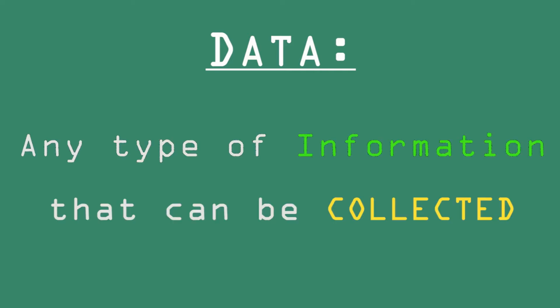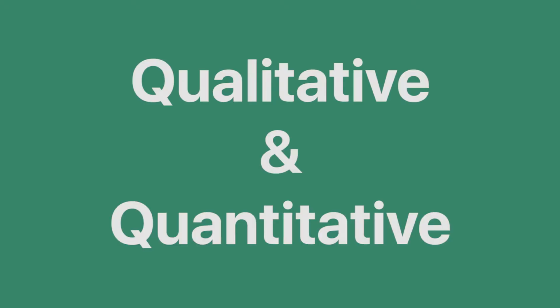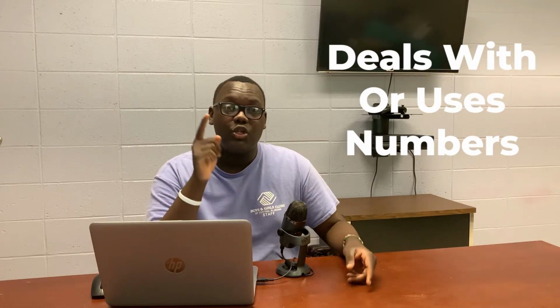Data, by definition, is any type of information that can be collected or gathered. Last week, we said that examples could be movies, pictures, words, sounds, and even numbers. But did you know that data comes in two different forms, qualitative and quantitative? Qualitative data is any type of information that can be used to classify or organize objects. For example, adjectives count as qualitative data. On the other hand, quantitative data is anything that deals with or uses numbers. An example of this would be the fact that my height is 5 foot and 9 inches.